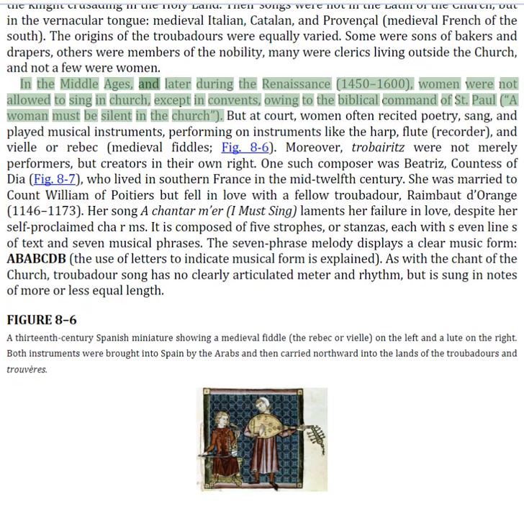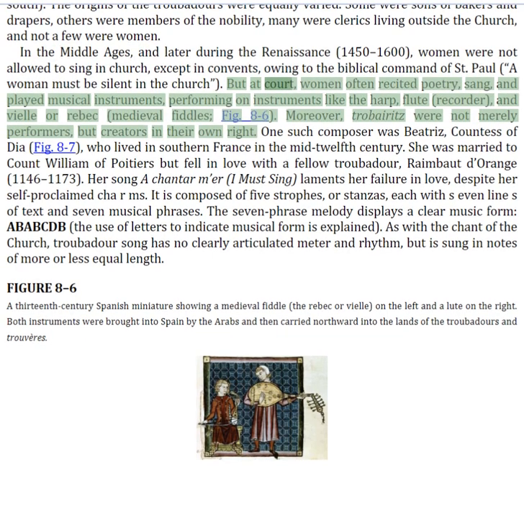In the Middle Ages, and later during the Renaissance, women were not allowed to sing in church, except in convents, owing to the biblical command of St. Paul. But at court, women often recited poetry, sang, and played musical instruments, performing on instruments like the harp, flute, and vielle or rebec. Moreover, troubadourets were not merely performers, but creators in their own right.